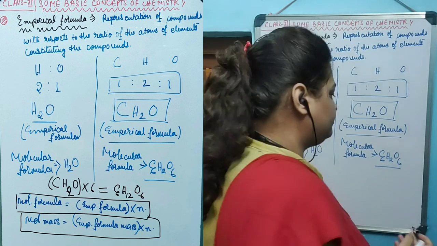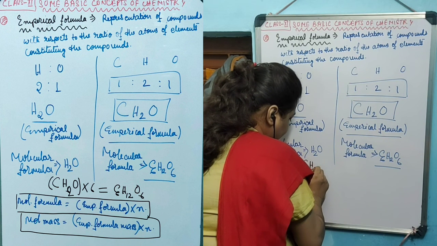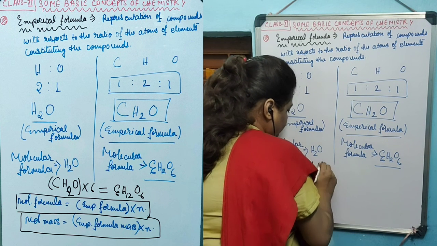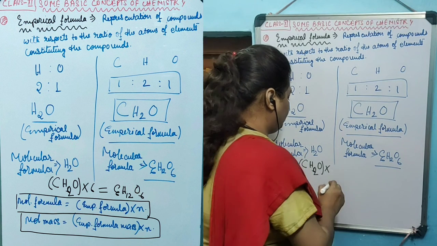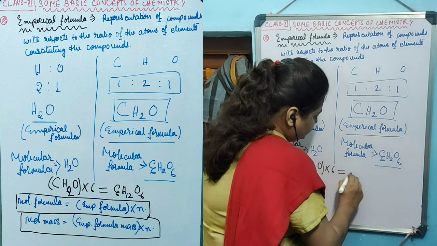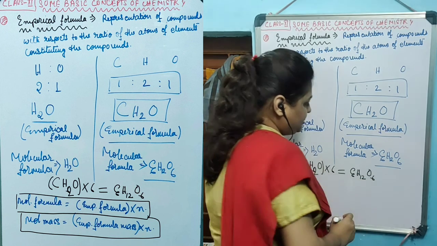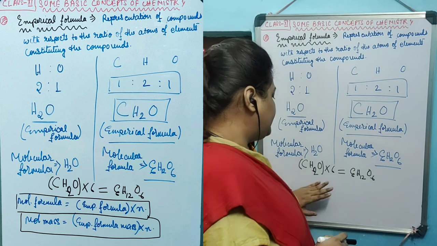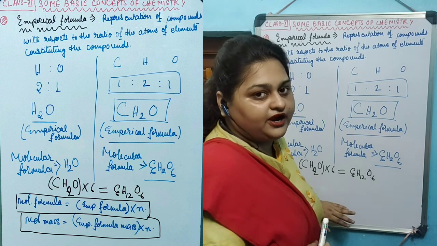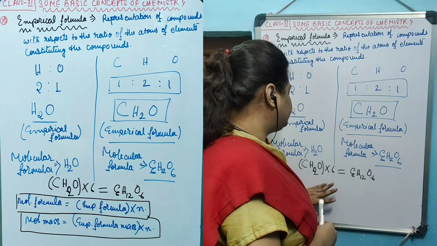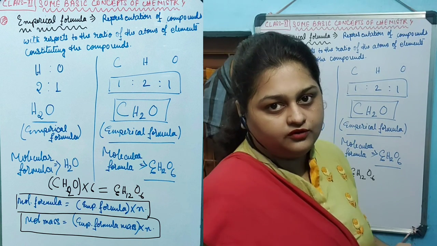The empirical formula of glucose is CH2O. Now, when you multiply this empirical formula CH2O by 6, you will get C6H12O6. That is the molecular formula of glucose. The empirical formula of glucose, CH2O, when multiplied by the integer 6, gives C6H12O6, the molecular formula of glucose.